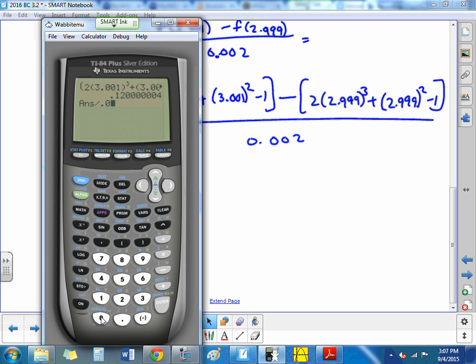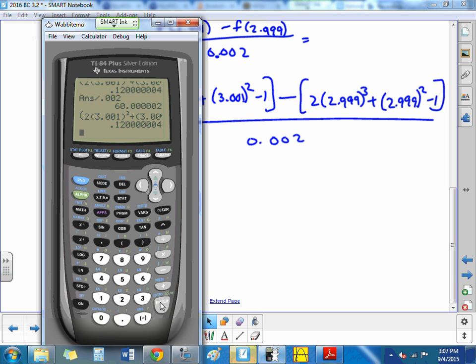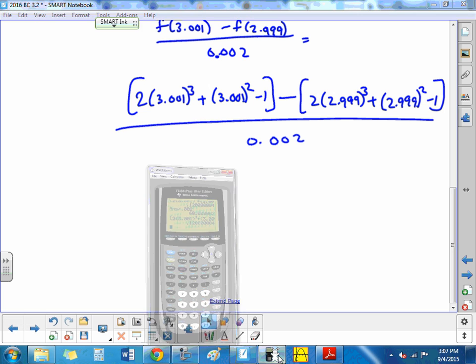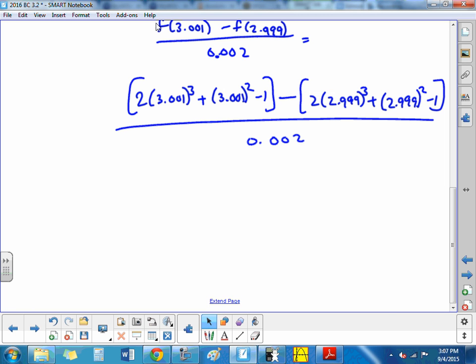And if we divide that by 0.002, Mr. Shore must have made an error here somewhere. I'm just going to scroll back through this again. 2 times 3.001 cubed plus 3.001 squared minus 1 minus 2 times 2.999 cubed plus 2.999 squared minus 1, and then divided by 0.002. Make sure that's right. So our answer that we're getting here is 60.